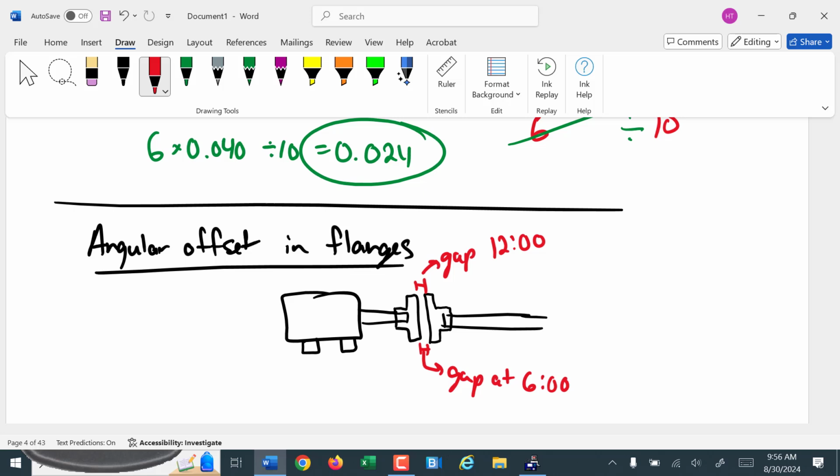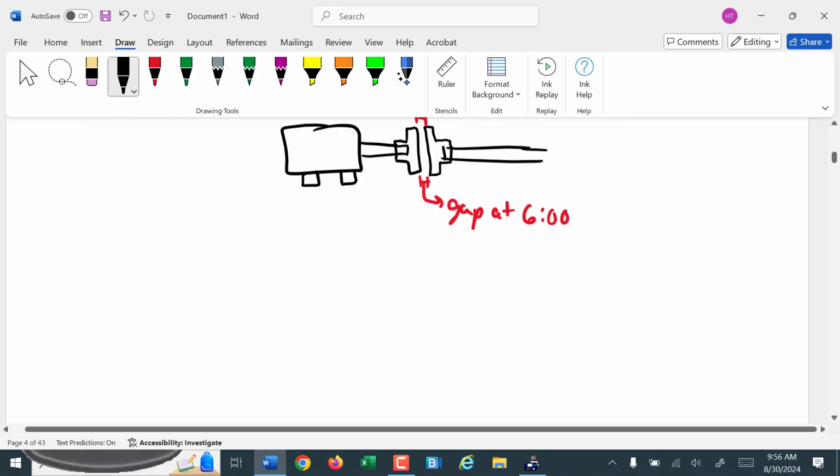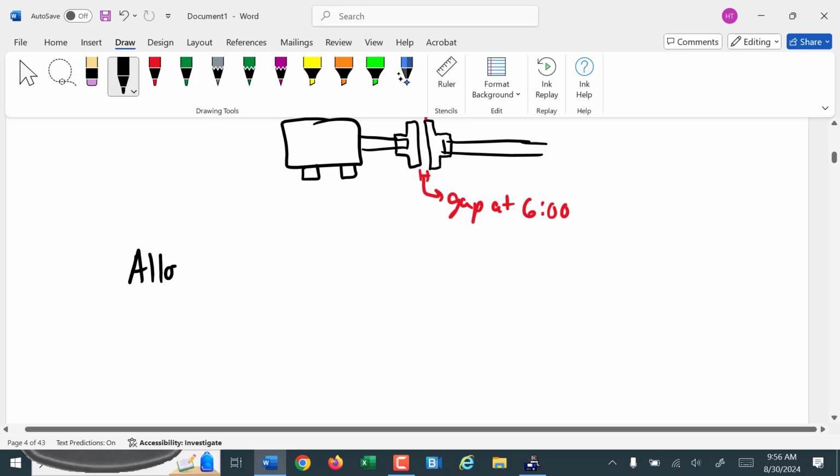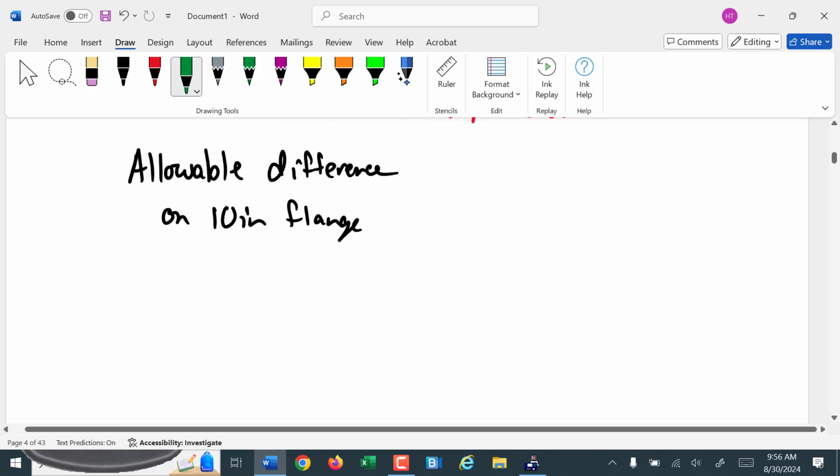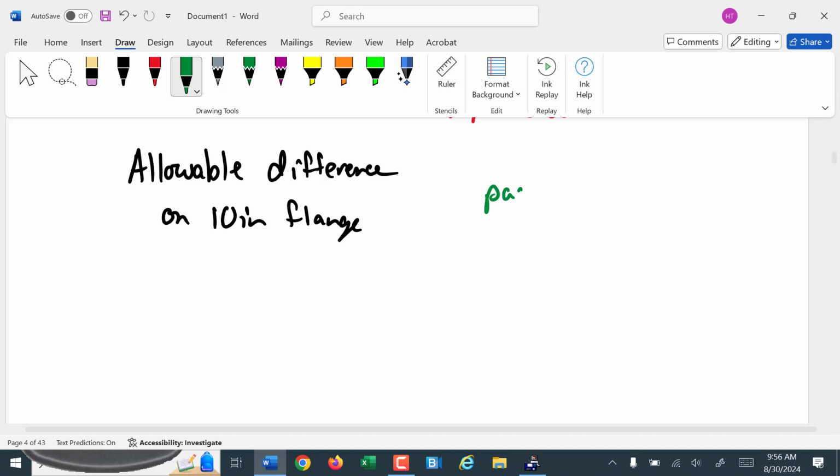This would be the gap at 6 o'clock. In a perfect world, those would be exactly the same. That would be a perfect angular alignment. They're not always going to be that way. So there's an allowable difference on a 10-inch flange. The 10 inches is just the diameter of the flange from top to bottom.